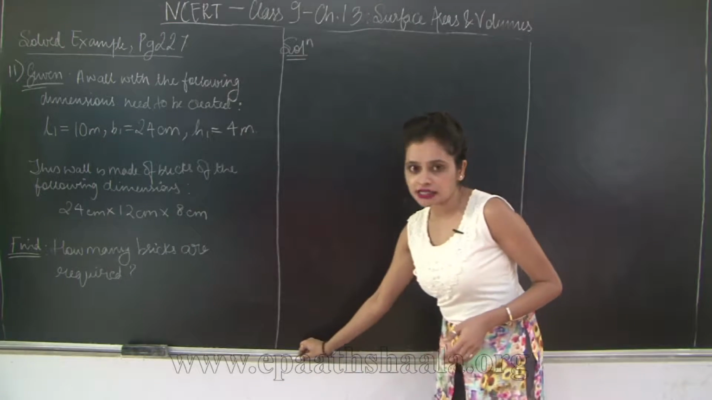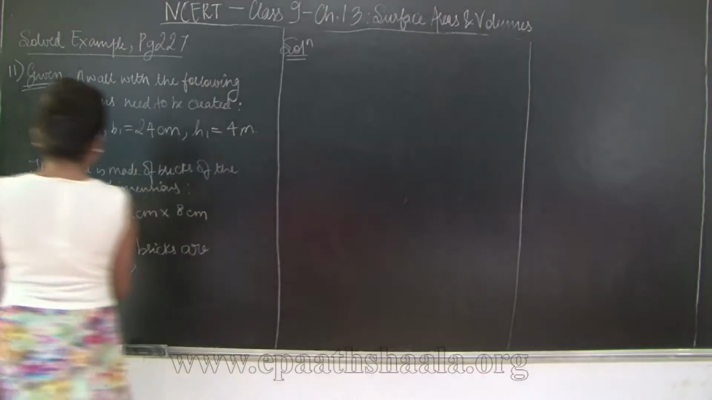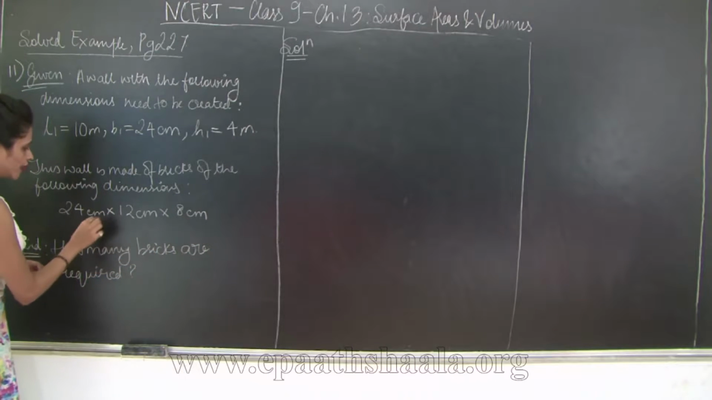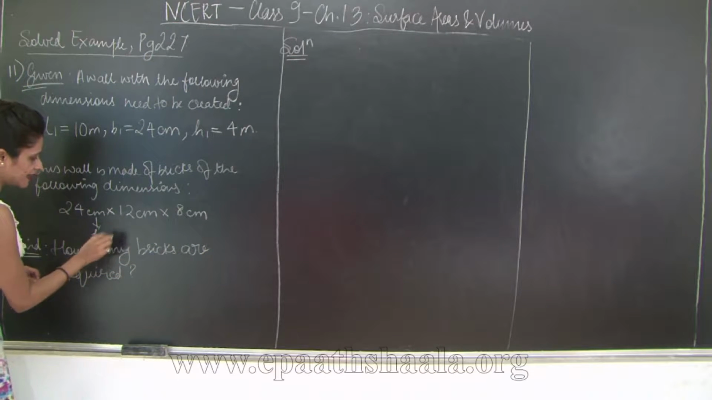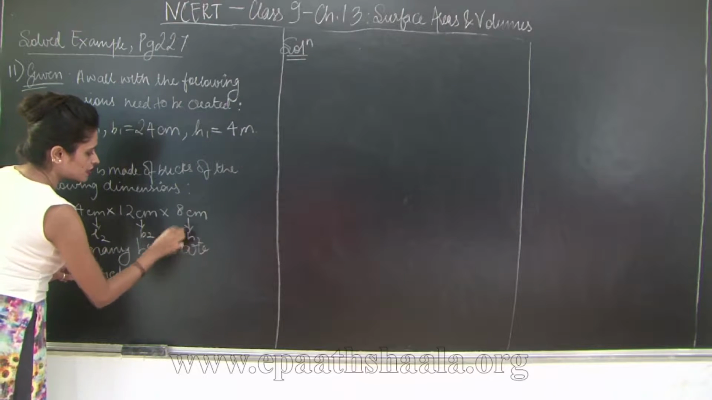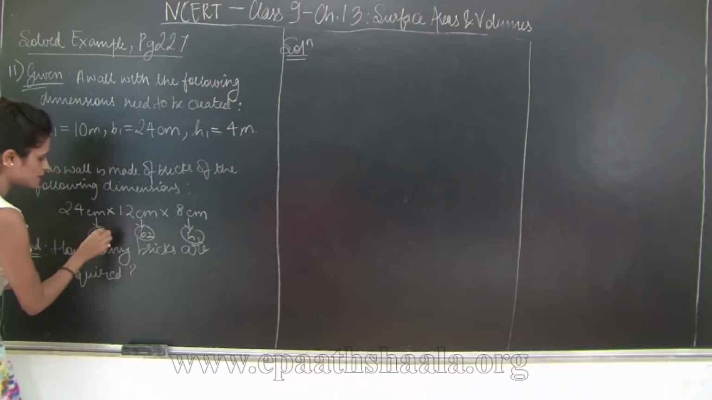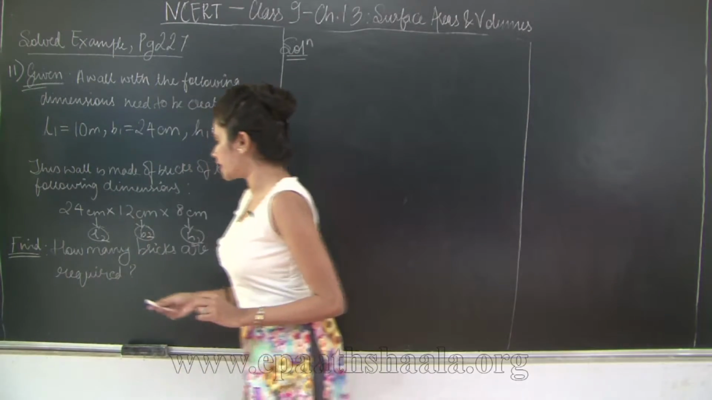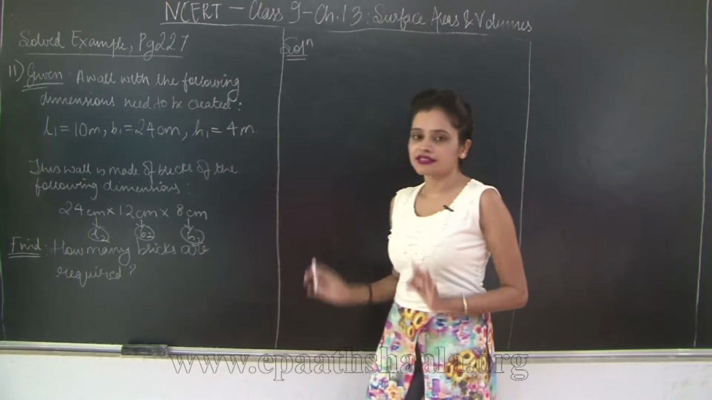We have learnt this before that whenever the dimensions are given like this for a cuboid, this is going to be length, breadth and height. I'll say length L2, B2 and H2. So these are the length, breadth and height respectively of one single brick. We need to find out how many bricks are required.